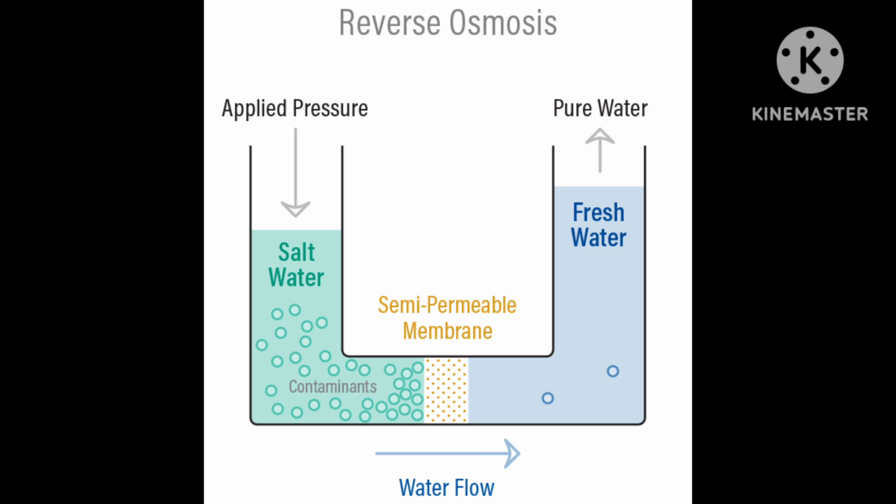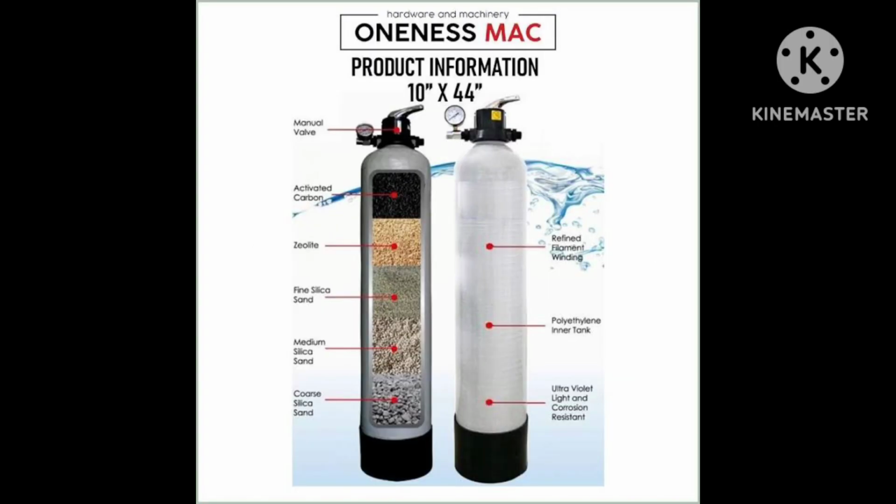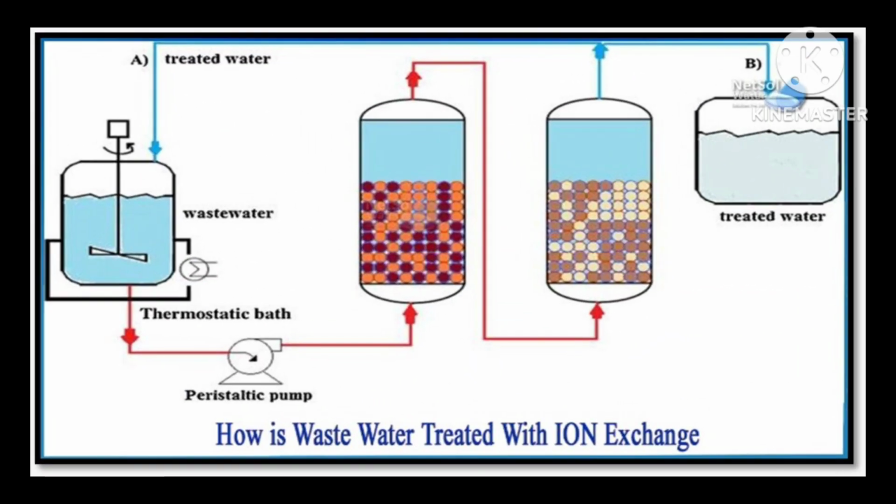Secondly, as you can see in this diagram 3, reverse osmosis. This is a process that involves removing dissolved salts and other impurities from water by forcing it through a semi-permeable membrane. Reverse osmosis is often used to desalinate seawater or brackish water. Thirdly, as you can see in this diagram 4, this is activated carbon filtration. This is a process where the water is passed through activated carbon to remove organic compounds, chlorine, and other impurities.